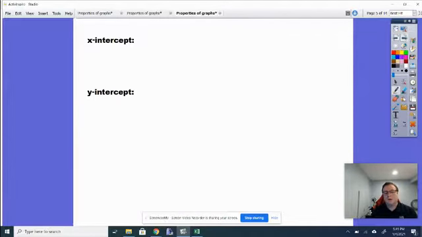Now for x-intercepts and y-intercepts. X-intercepts are one of those things in math where they pop up a lot. And it's one of those things that you probably have heard, and it's probably just been called something else. X-intercepts can be called zeros, solutions, answers. Okay, they give us factors if we're dealing with a polynomial.